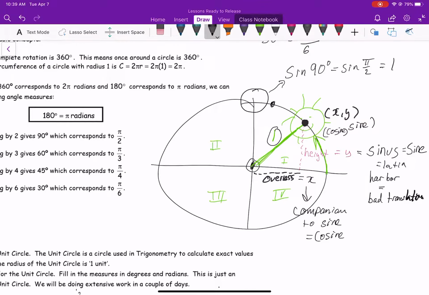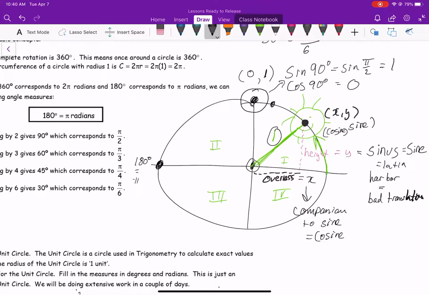Following that path, if we go over here, again, actually let's stop. That's the x-coordinate. So the x-coordinate right there is 1. What's the companion to sine at 90 degrees? What's the overness when the sun's directly over your head? Should be 0. Boom.